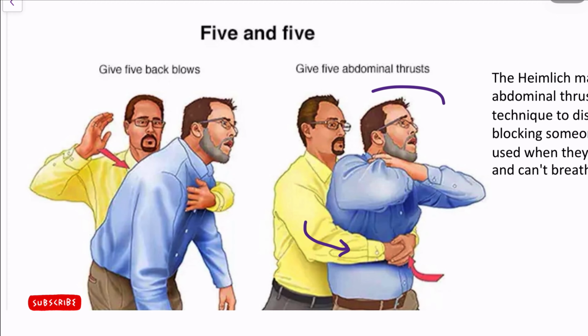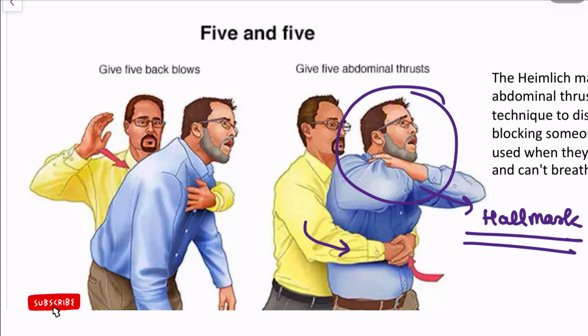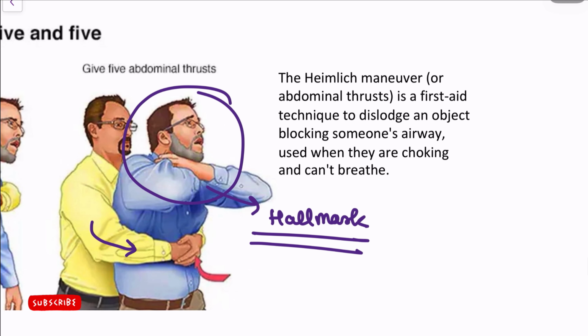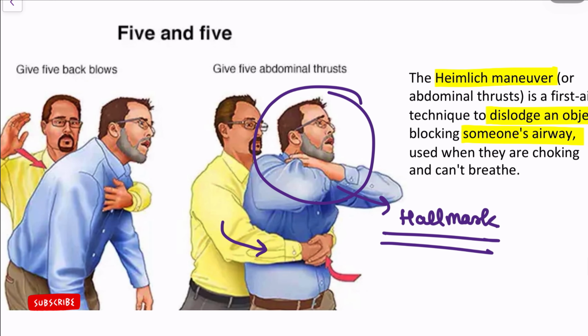Here the individual is holding his neck with the two hands. This is the hallmark of choking. This is the classical sign of choking. If a person comes to you with both his hands around his neck, it means the patient is getting choked. Therefore, you will have to perform the Heimlich maneuver. Heimlich maneuver is a first aid technique to dislodge an object blocking someone's airway and is used for choking.